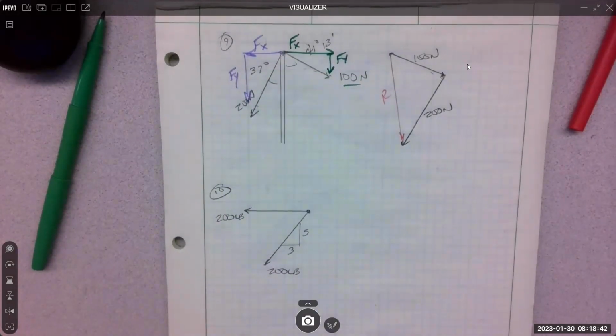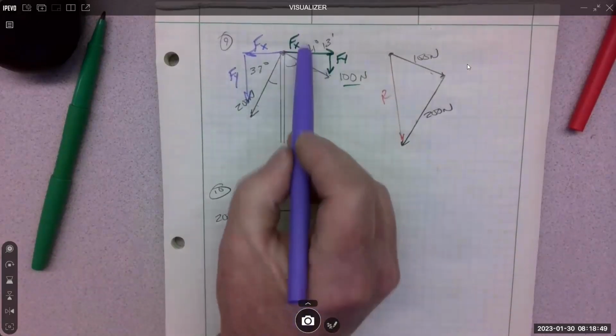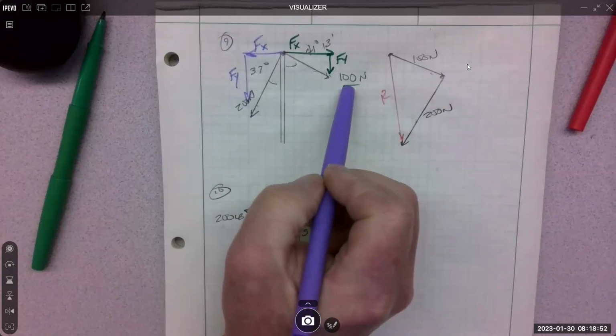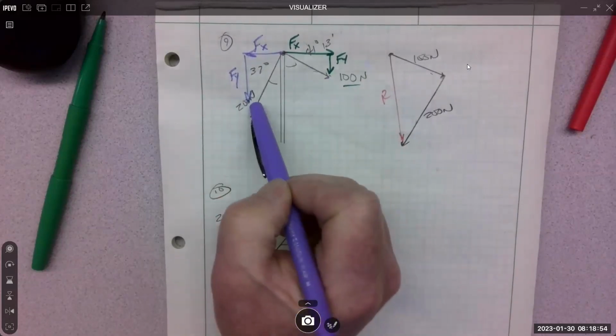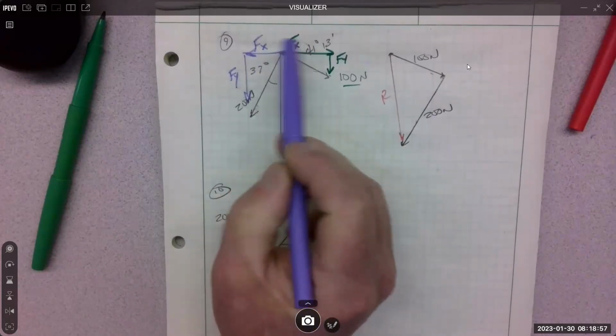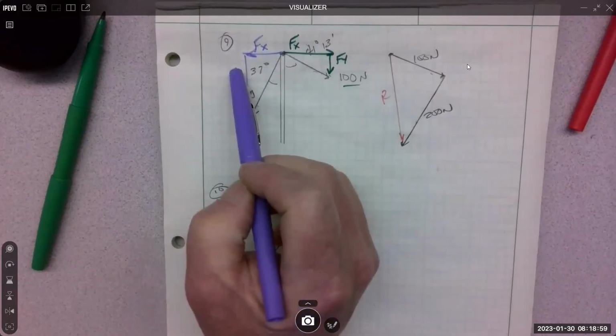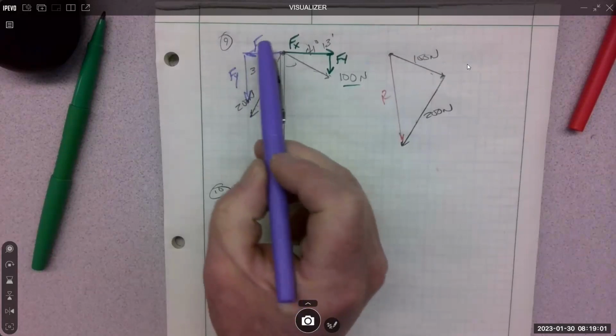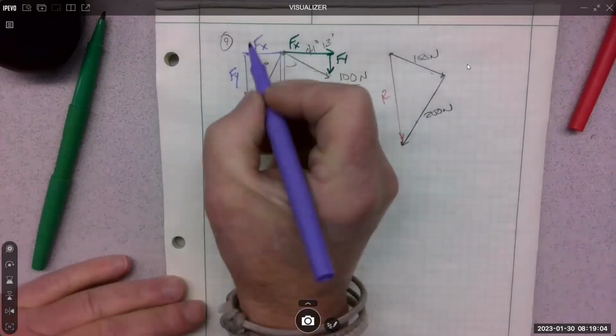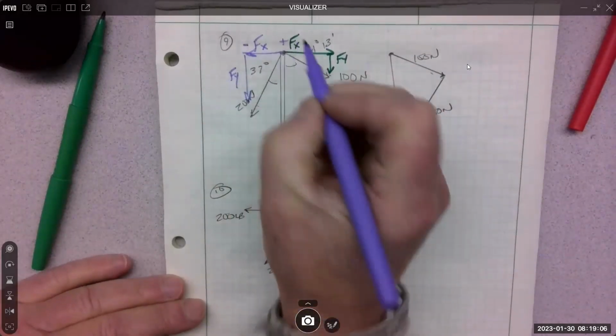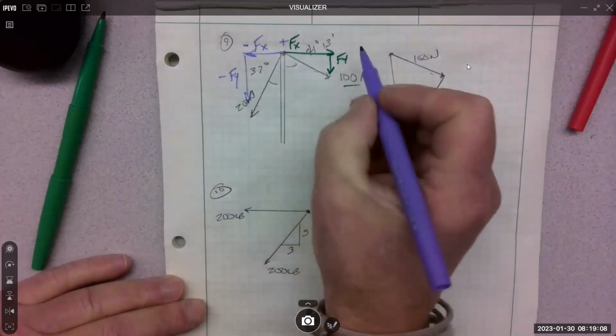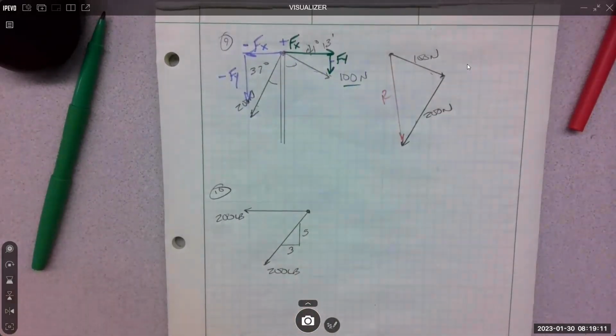That's the component method, where you just find the components and add them up, right? So you build these triangles, Fx, Fy of the 100, Fx, Fy of the 200. Find those two, add them, find these two, add them, right? You got to keep their signs straight. This is negative, this is positive, this is negative, this is negative, right? Once you get Fx and Fy, then you can go for the resultant. Yeah, Ben.